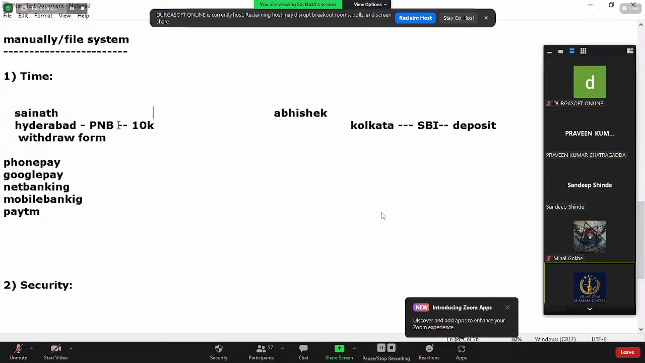10,000. I'm talking about 20 years back. 20 years back, 10,000 rupees is a very huge amount. Yes, sir. Okay, I withdraw 10,000 rupees and keep it in my pocket. I'm walking down from Punjab National Bank to State Bank of India. While I'm walking down the road, somebody steals my wallet. The whole amount is lost.